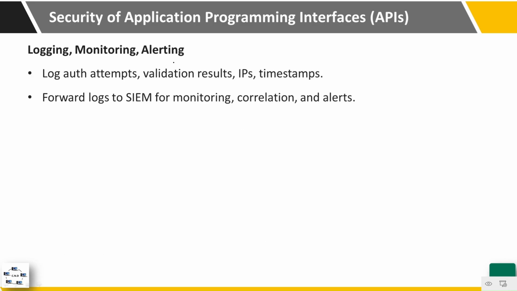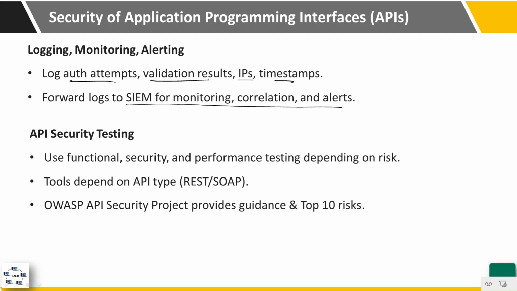Logging, monitoring, and alerting, we need to log the authentication attempts, validation result, IP addresses, and timestamps, and we need to forward logs to SIEM solution for monitoring, correlation, and alerts. So API security testing, we need to use functional, security, and performance testing depending upon the risk. And tools used in testing depend on the API type, such as the REST or SOAP API, and OWASP API security project provides guidelines and top 10 API risks.